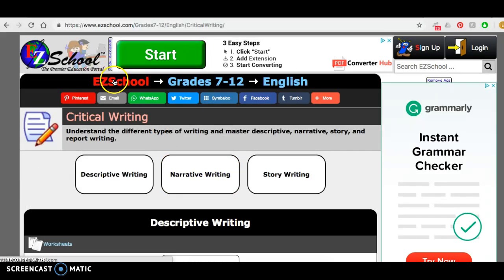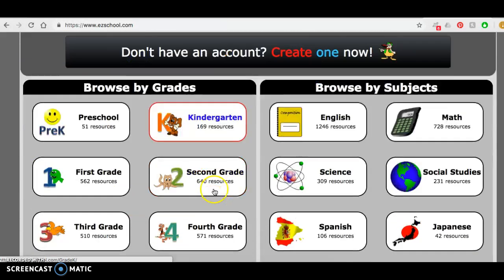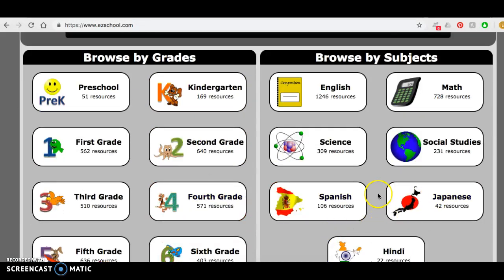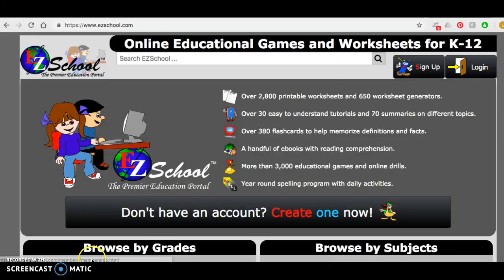So yeah, I really like this website because not only does it have English, it has everything from K through 12, English to social studies, and even has stuff in other languages. So yeah, I definitely like this website for students to learn the basics of things.